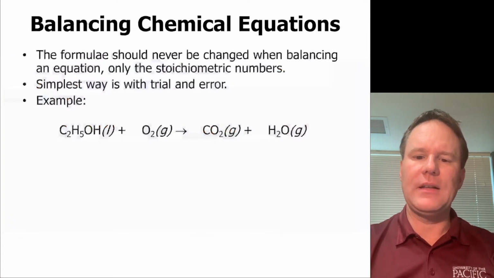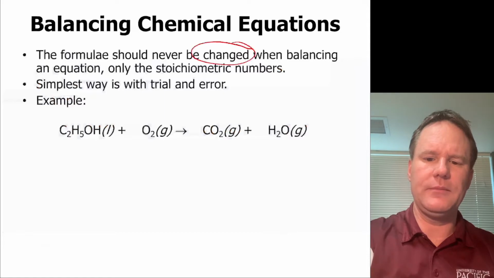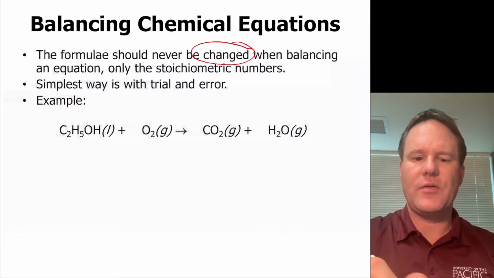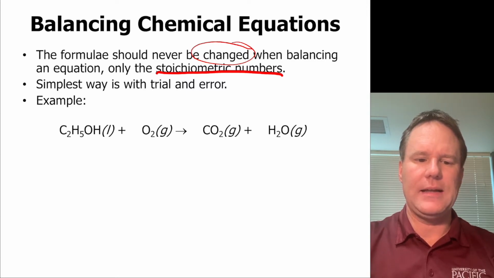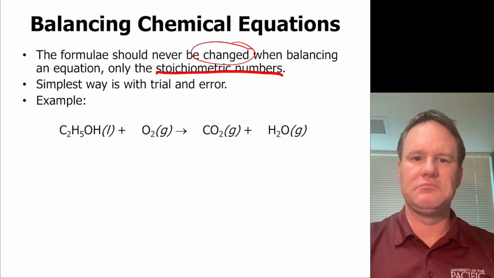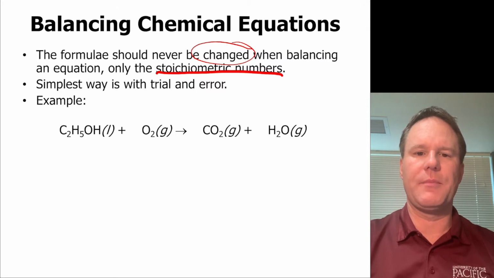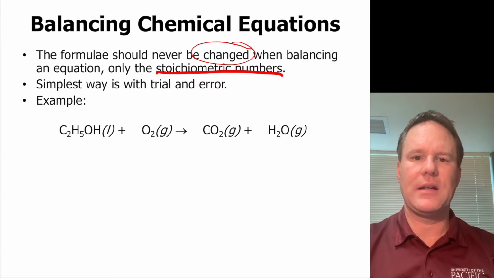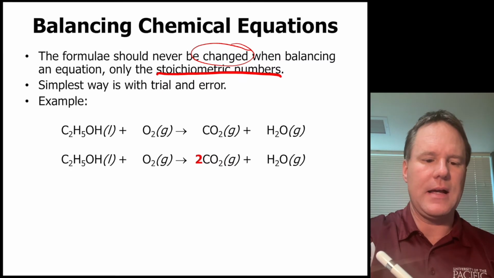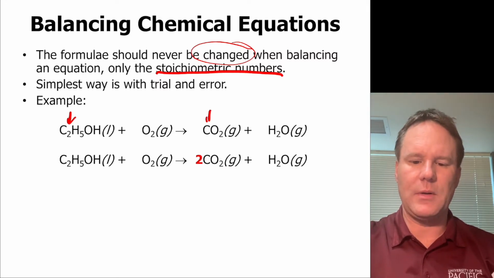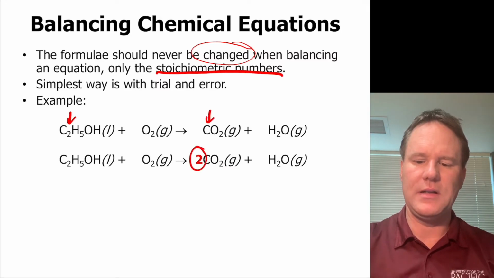Well, the important thing is you never change the formula, okay? Only the stoichiometric numbers or stoichiometric coefficients that come before them. And the simplest way is trial and error. Do it until you get it right. Now later when we learn about oxidation numbers and stuff, then we'll learn specific techniques for balancing certain kinds of reactions. But overall, what you can do here is first put in a 2 here. Why? Because you had 2 carbons here, but only 1 carbon here. So if you put in this 2, that will fix that problem.